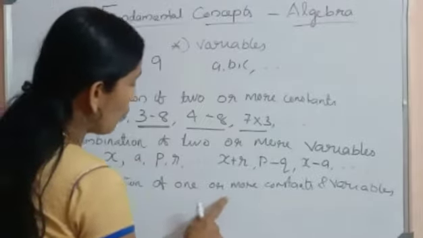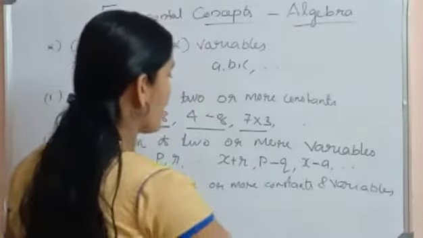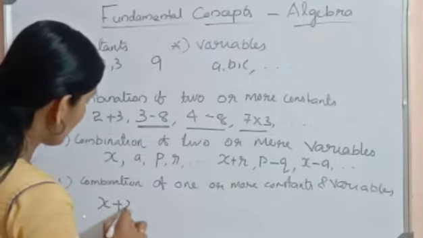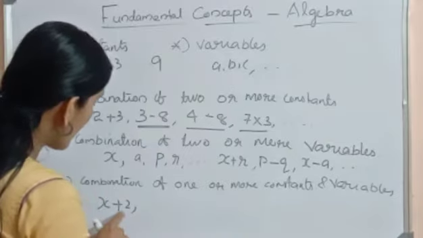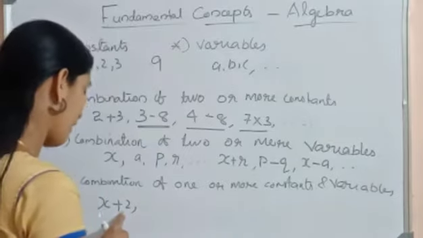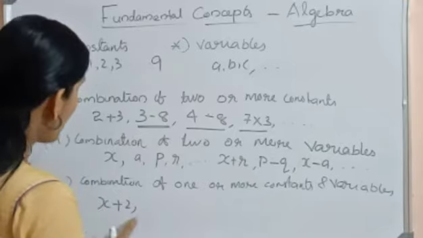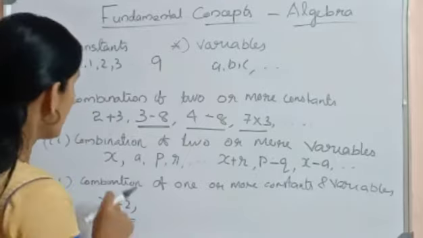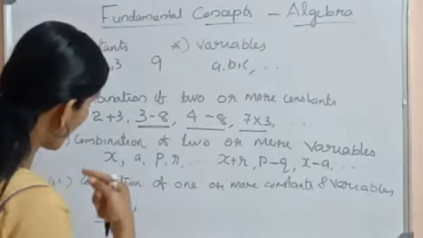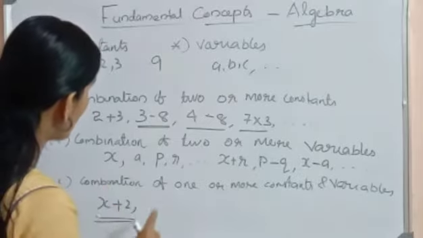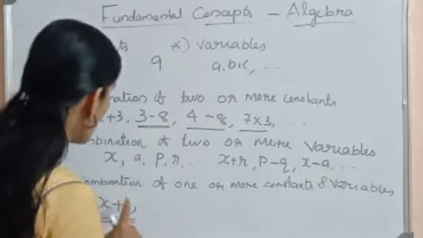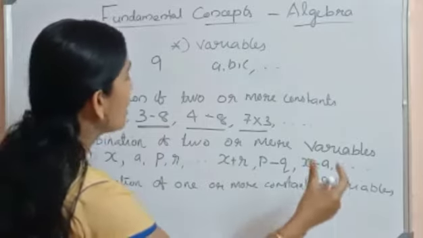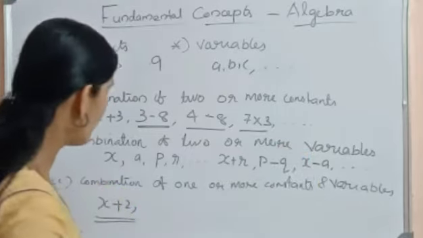The combination of one or more constants and one or more variables is a variable. Let's consider an example: X plus 2. If we consider X plus 2, we can see that 2 is a constant since it has a fixed value, and X is a variable. When you are adding these two terms together, we can say that X plus 2 is a variable. Since we can change the value of X as per our requirement, X plus 2 keeps changing its value. Therefore, X plus 2 is also a variable. So we can say that the combination of one or more constants and one or more variables is a variable itself.